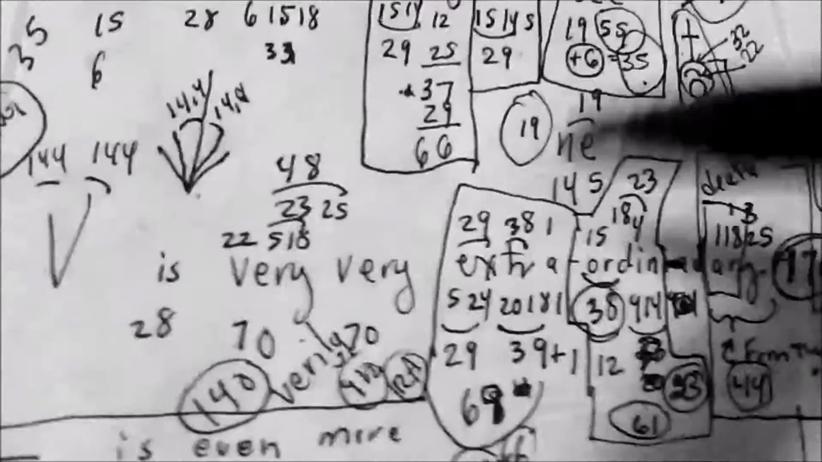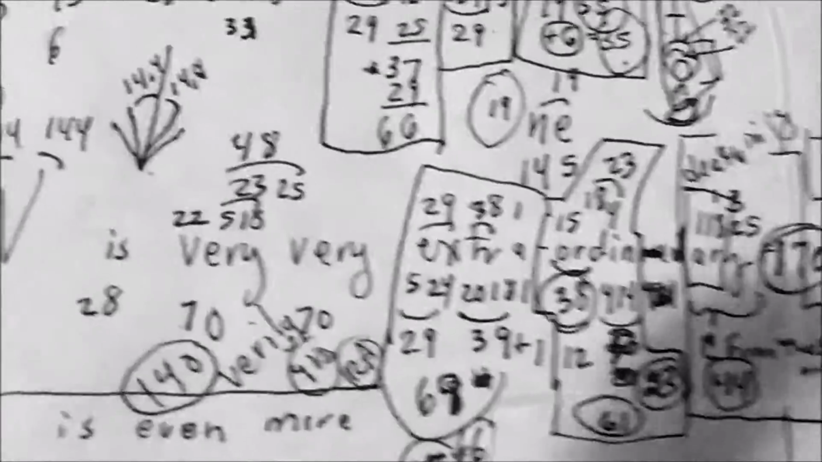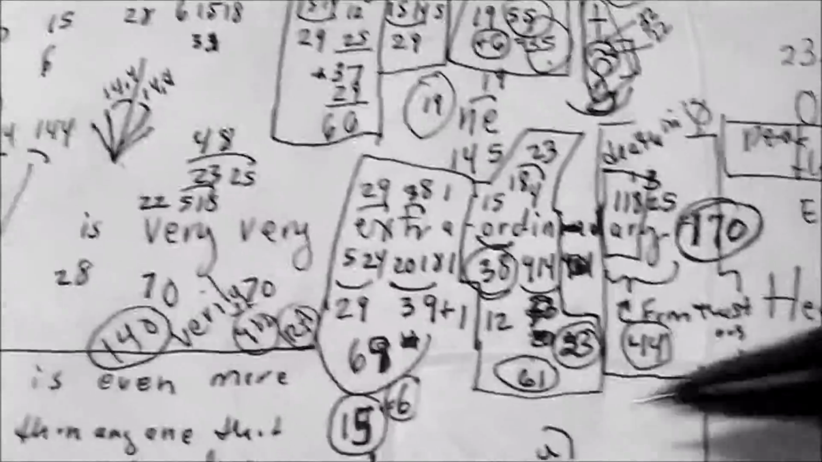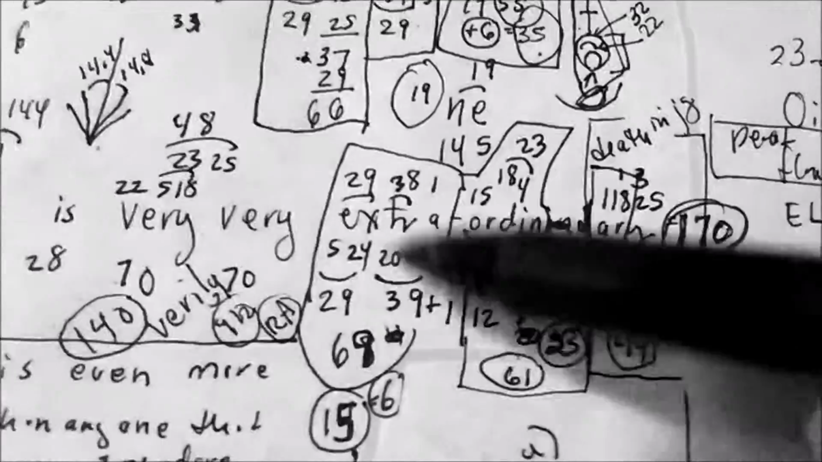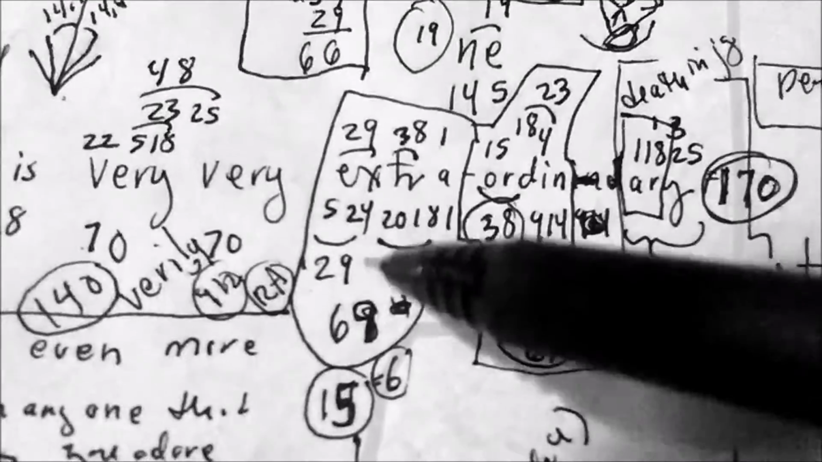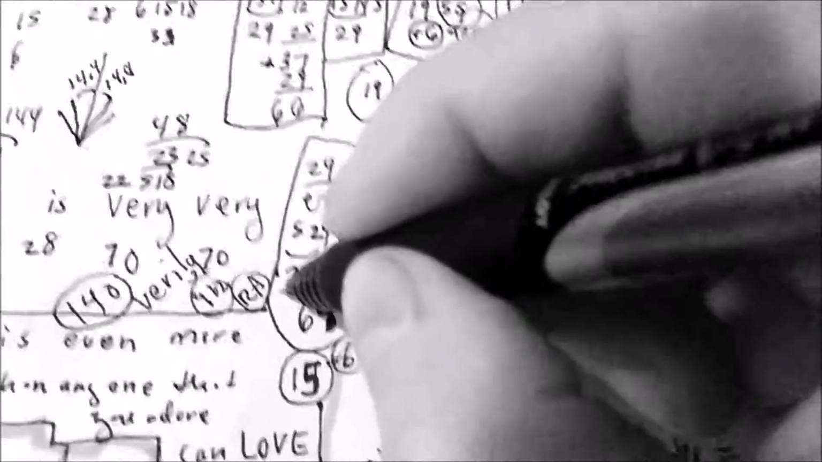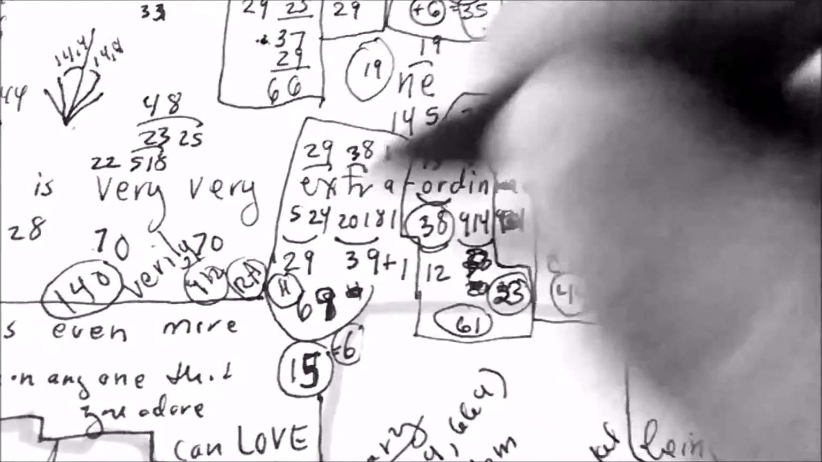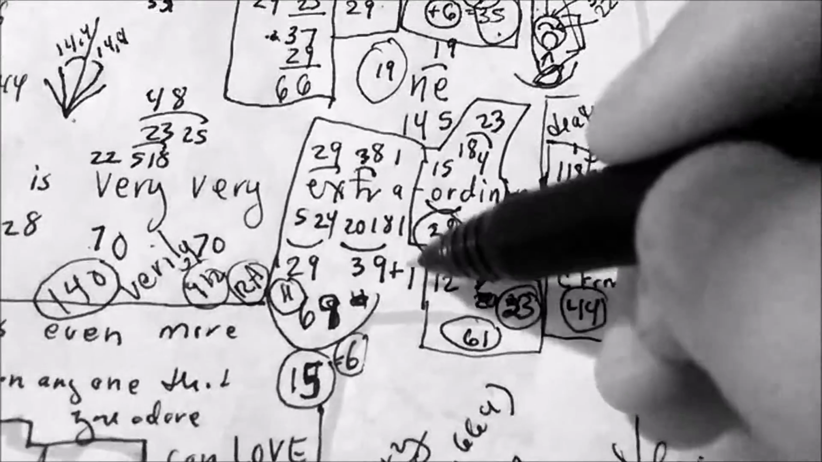So V is very, very extraordinary. Well, what if they are talking about these 144,000, right? The elect. So extra, X is 29. That's an 11. That reduces it by Pythagorean to 11. The digital root is 11.